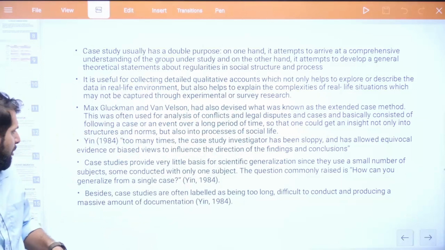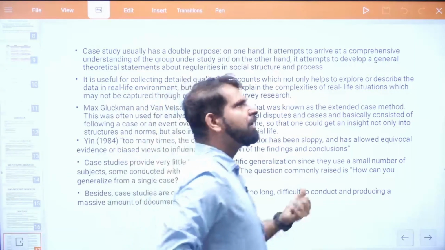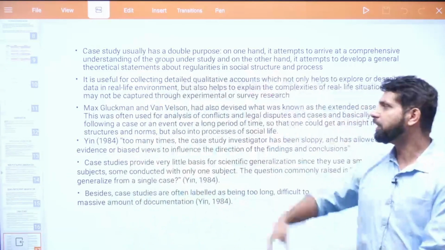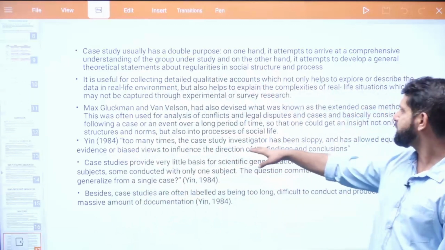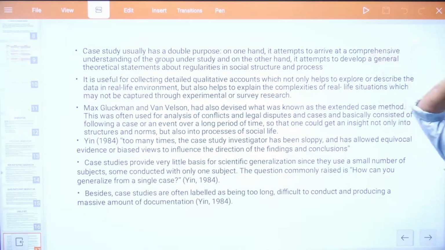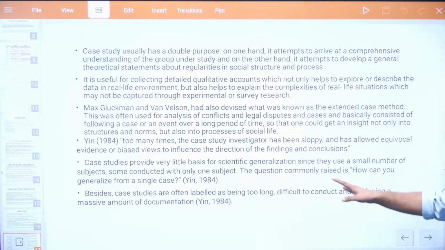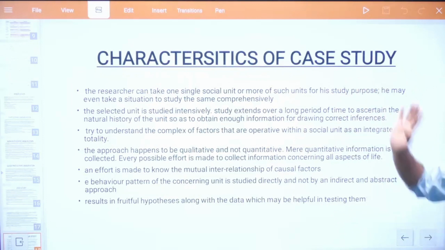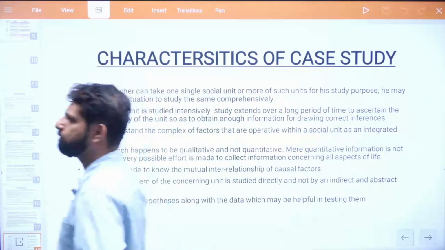But it has its own drawbacks also. This case study method, which Ian calls sloppy and loose. Okay, we'll come to this in the end. We'll start with the characteristics of case study first.